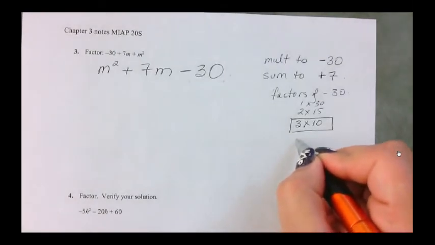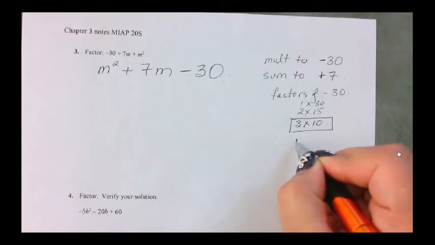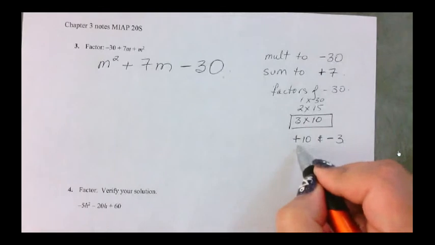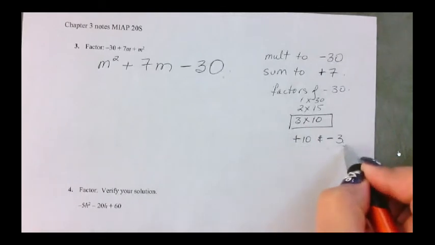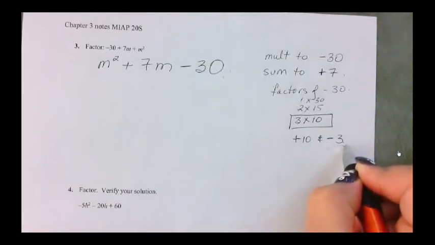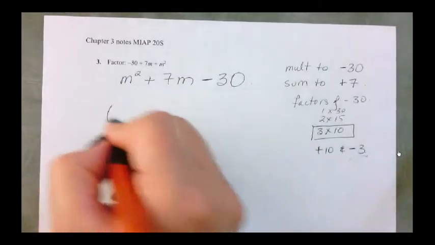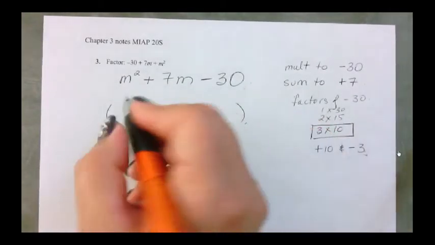So you're saying plus 10 and negative 3. So we add these two together and we get plus 7, and we multiply them together and we get negative 30? Okay. Looks good to me. I'll buy it.